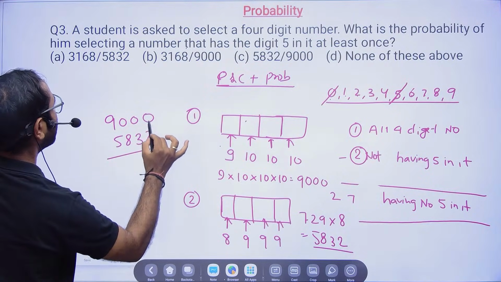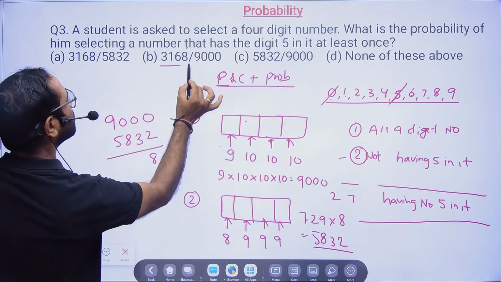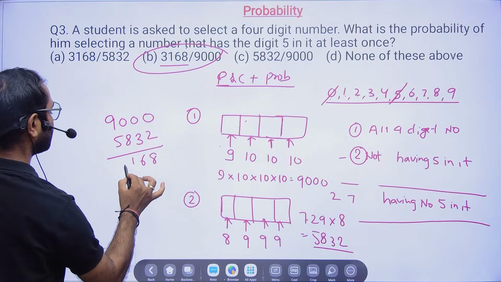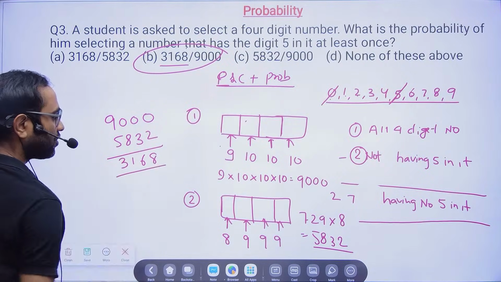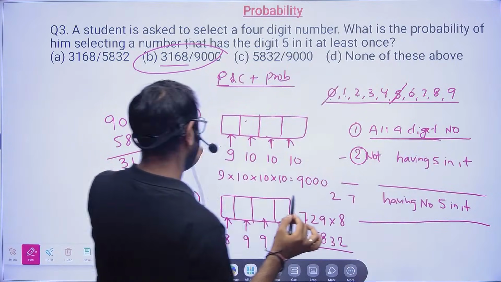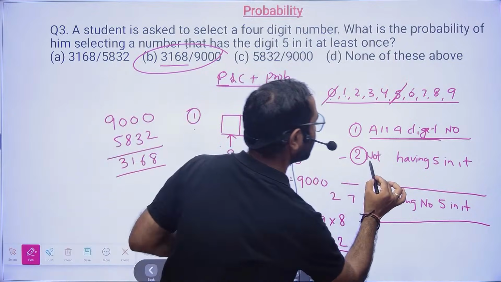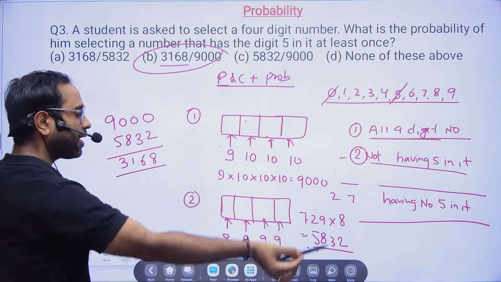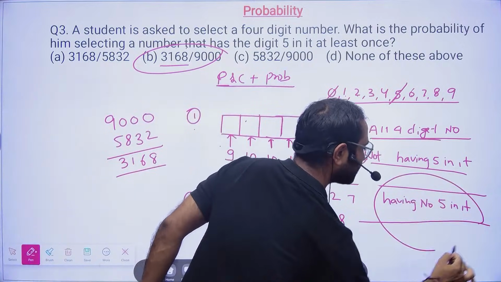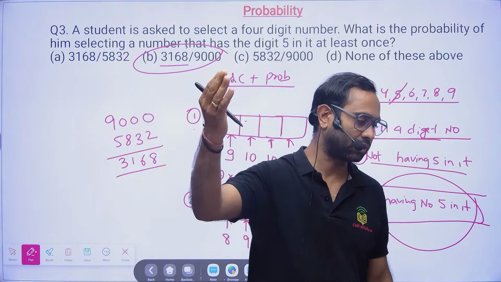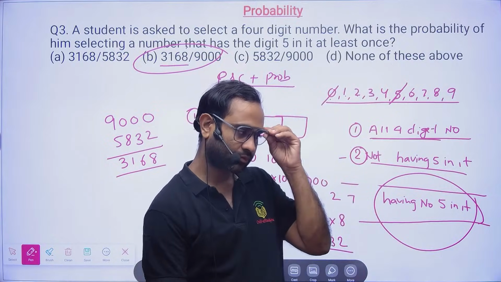Now, 9,000 minus 5832. So 10 minus 2 is 8, then 9 minus 3 is 6, 9 minus 8 is 1, 8 minus 5 is 3. So what I did: all 4-digit numbers I calculated, then subtracted those not having 5 in it. So whatever numbers remain have 5 in it, at least one or more than that. Clear?